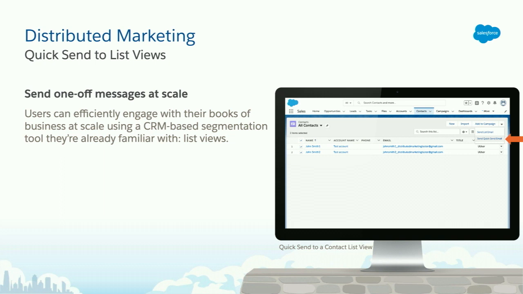Now with list views, this is an element that already exists within Salesforce, whether you're in Sales or Service Cloud, and it allows them to create a reusable, customized group of people based on preferences, or some kind of specific criteria that you're looking for. And with that, the non-marketer is able to send that message easily to their book of business that meets those specific criteria.